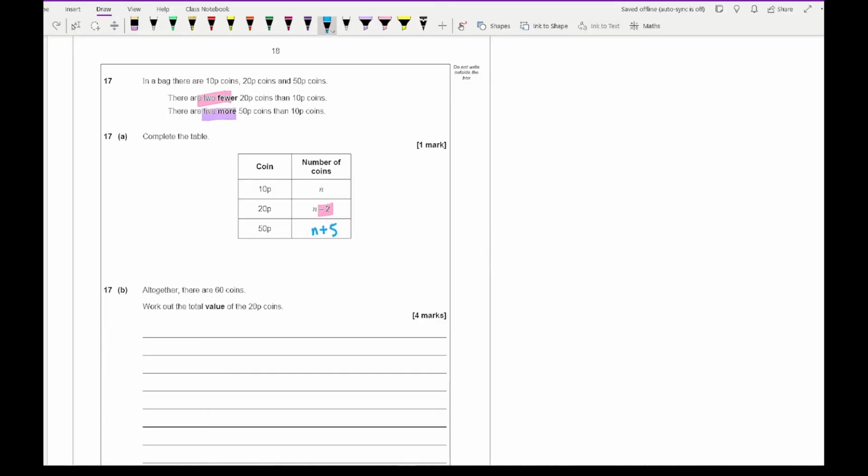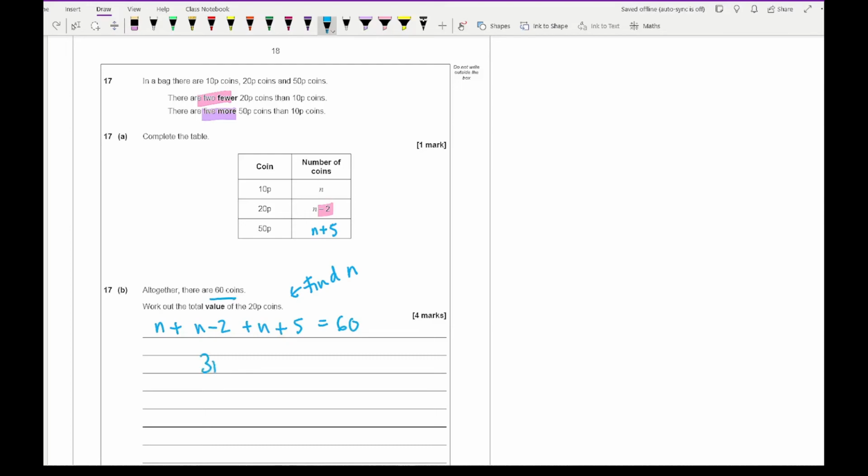Now the next question then says that altogether there are 60 coins. Work out the total value of the 20p coins. Now for this, what I need to do is work out what n is first. So we need to find n. Now how do we do that? Well, we add all the expressions up. So we've got n plus n minus 2 plus n plus 5, and that all adds up to 60, because we've got 60 coins.